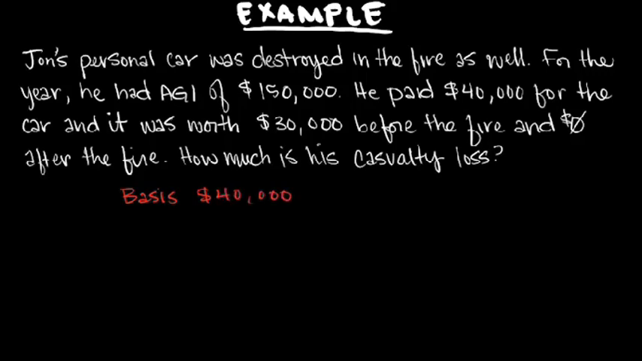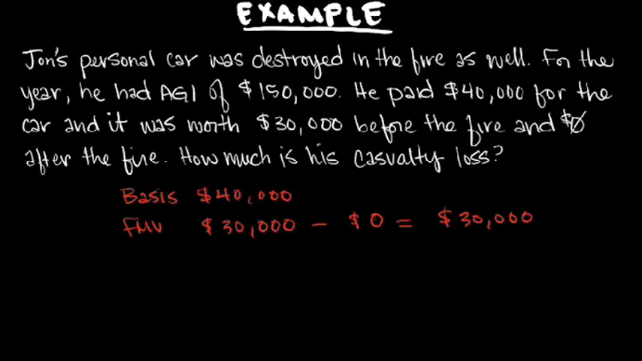$40,000, or the difference between fair market value before the destruction, which was $30,000 here, reduced by what the value of the property was after the destruction. And in this case, it was $0. That would be $30,000. We take the lesser of the two, which is $30,000.